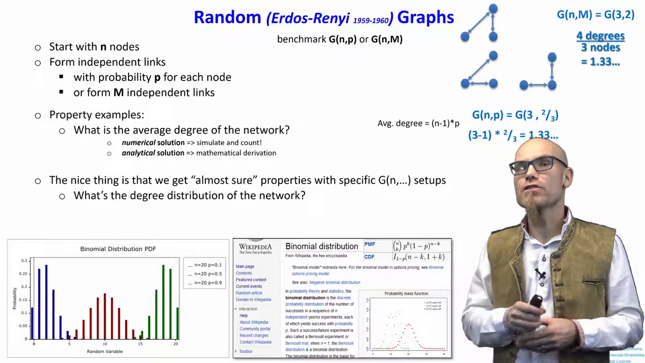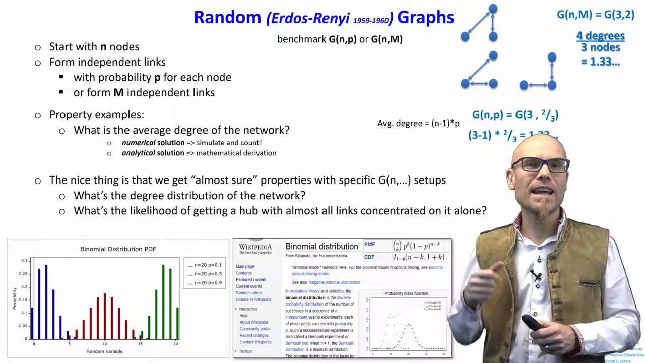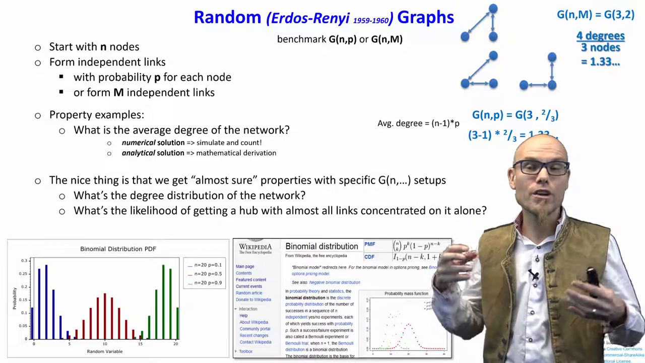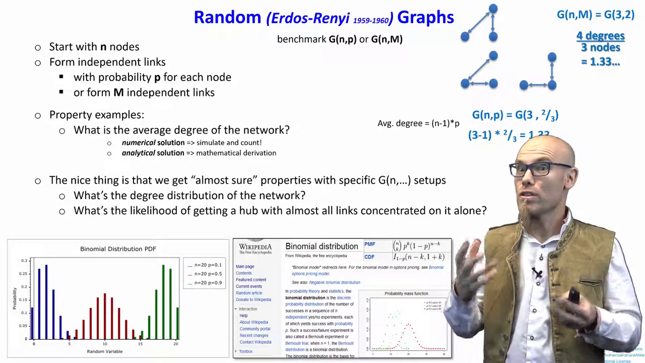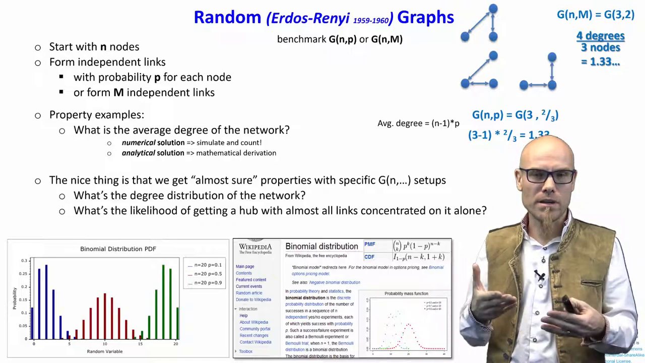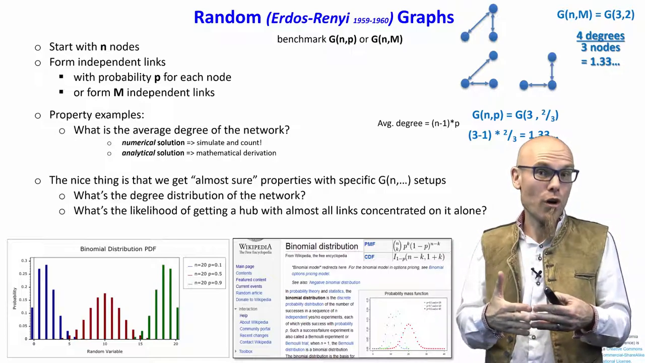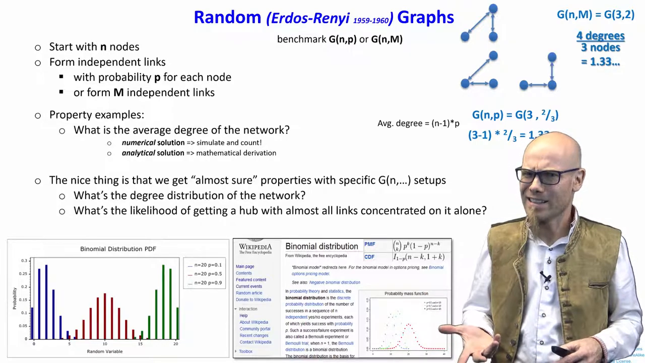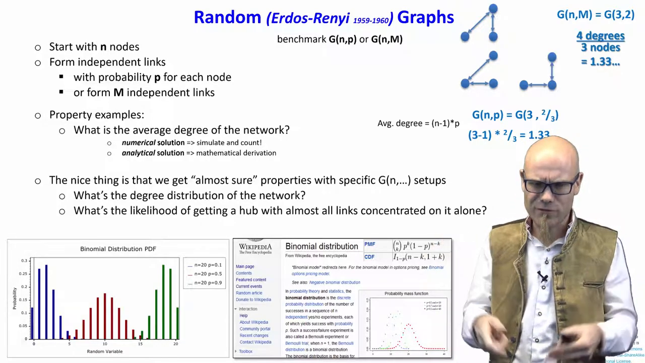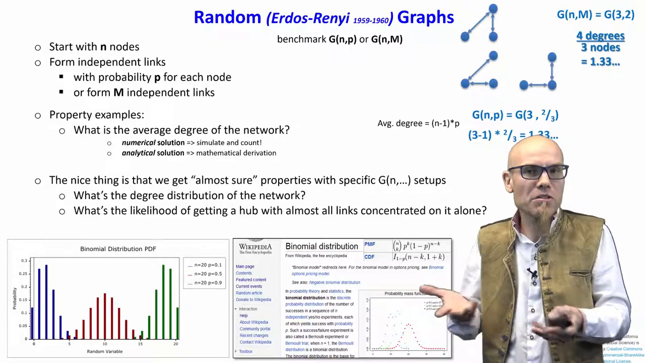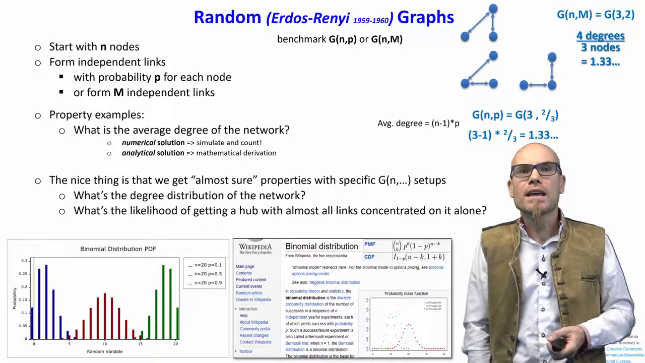I could also ask other questions. For example, what's the likelihood of getting a hub with almost all links concentrated on it alone? Which could happen. By chance, I throw my links in and they could just all connect to one node. It's a chance game. It's a random network. It might be very unlikely that all the links fall on this one node if I do it randomly, but there's still a probability, so I can calculate that now.